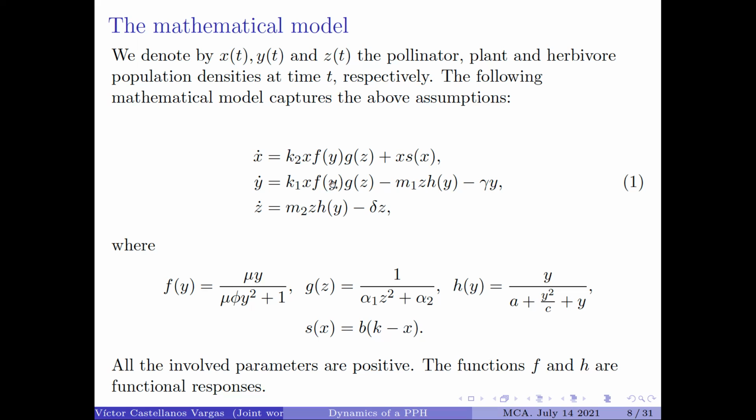Also, Fy appears here, and this is the numerical response to the Holling functional response. Hy is also a Holling functional response of type 4. And the herbivore has one relation with the plant; draw this functional response. In this problem, obviously, all the involved parameters are positive, and the functions f and h are functional responses.